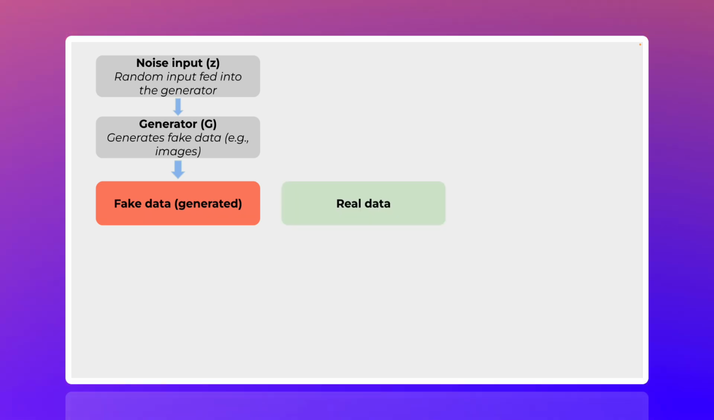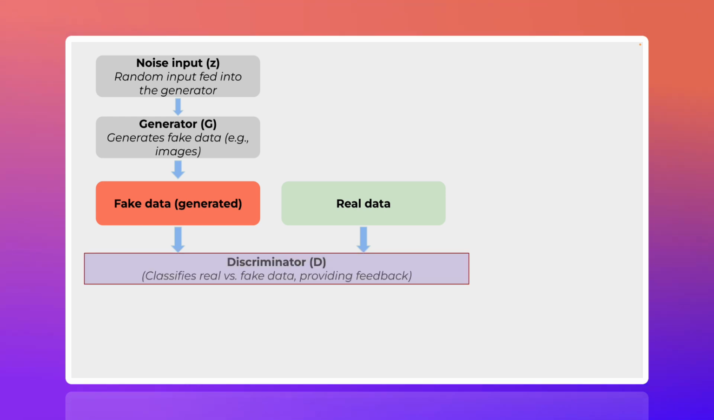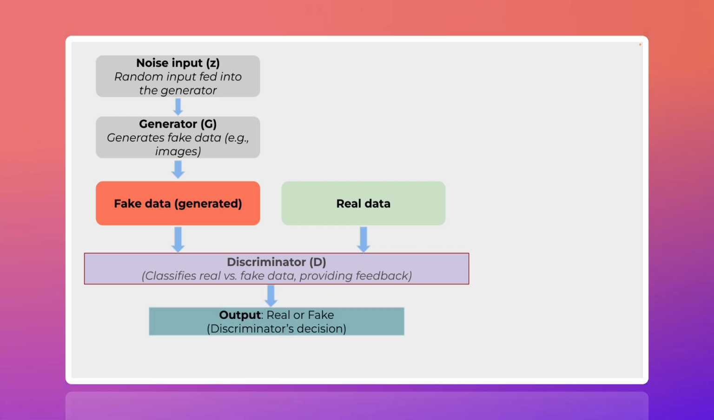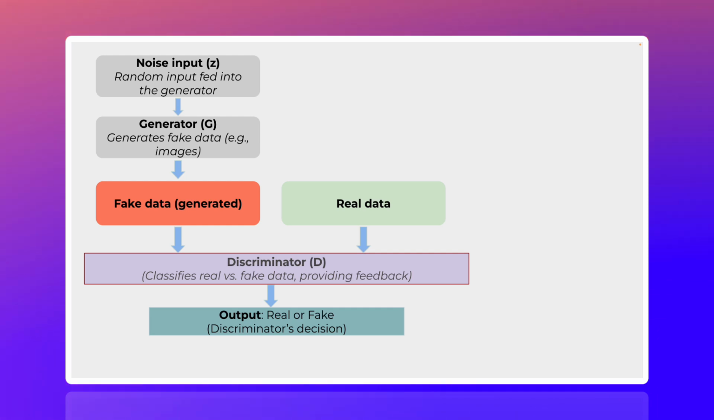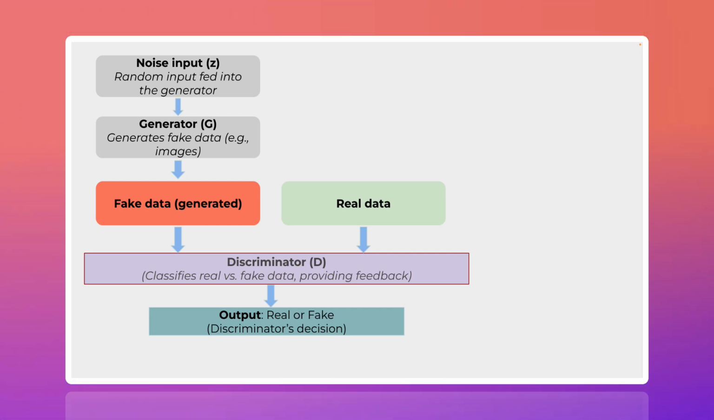Alongside, we will have real data. Both the generated fake data and the real data go through the classification, right? The discriminator gets this information and tries to differentiate between real and fake data. And of course, there is an output. The output could be real or fake. This is the discriminator's decision on whether it's real or fake.